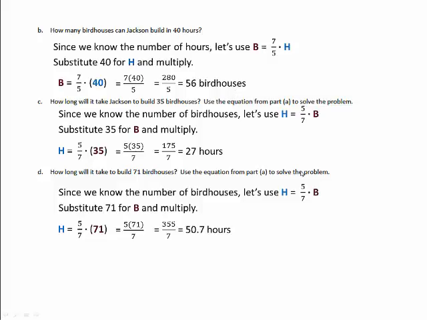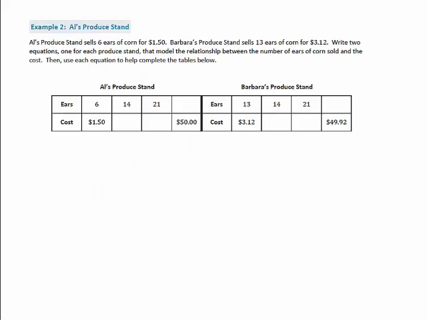Let's look at example 2 to see another example of how we can write an equation to represent a relationship. In example 2, we have a couple of produce stands that sell corn. Al's produce stand sells 6 ears of corn for $1.50. Barbara's produce stand sells 13 ears of corn for $3.12. We want to write two equations, one for each produce stand, that model the relationship between the number of ears of corn sold and the cost. Then we're going to use each equation to help complete the tables.